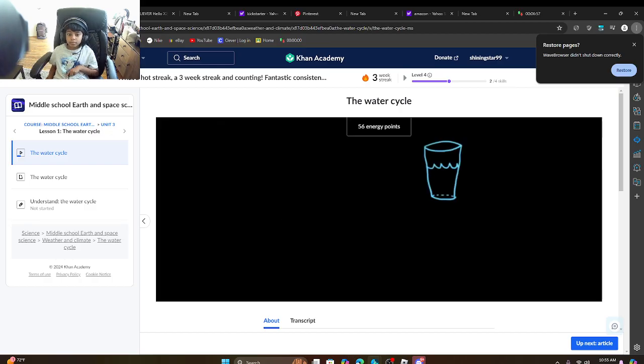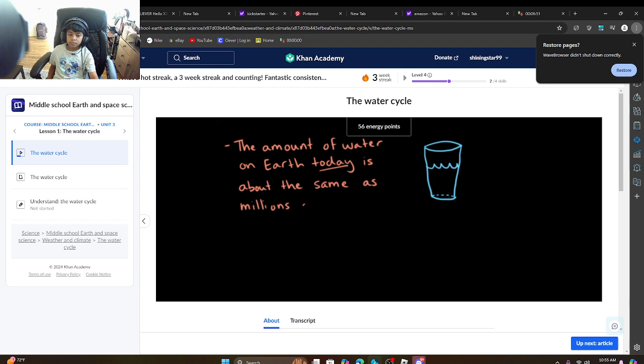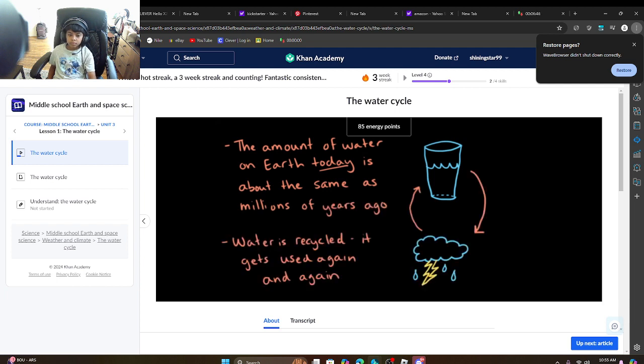And the amount of water on Earth today, in lakes, rivers, oceans, glaciers, even under the ground and up in the clouds, is about the same as it was millions and millions of years ago. That's because water is recycled. It just gets used again and again.